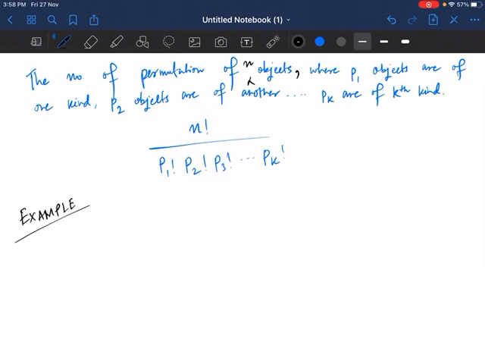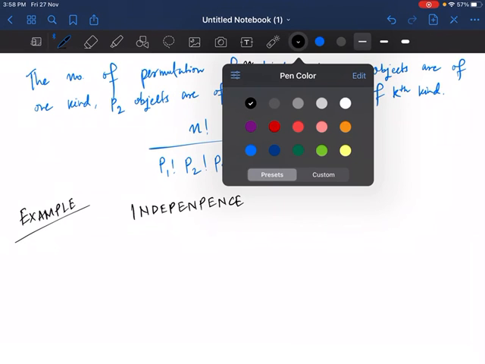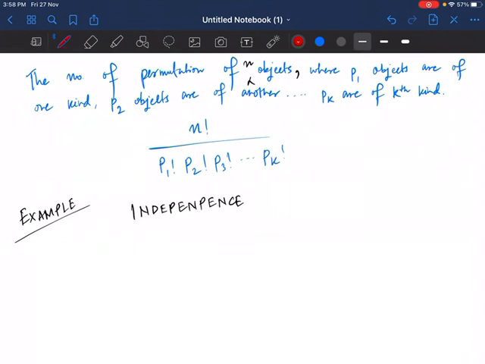Let's select a word. Suppose we have, wait a second, let me find a word. Independence. So for this word, we have to find the number of ways we can arrange it. First thing, how many letters does the word have? 1, 2, 3, 4, 5, 6, 7, 8, 9, 10, 11, 12. So my n is equal to 12. It is a 12 letter word, right?